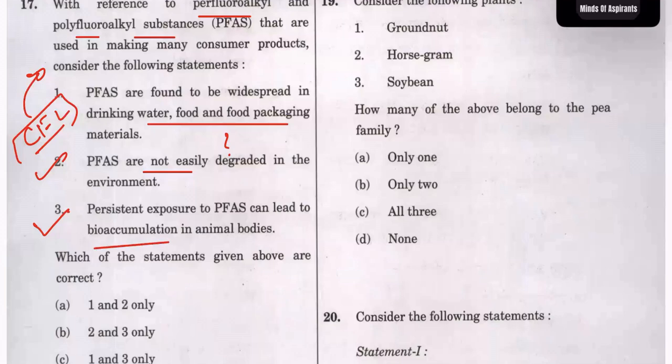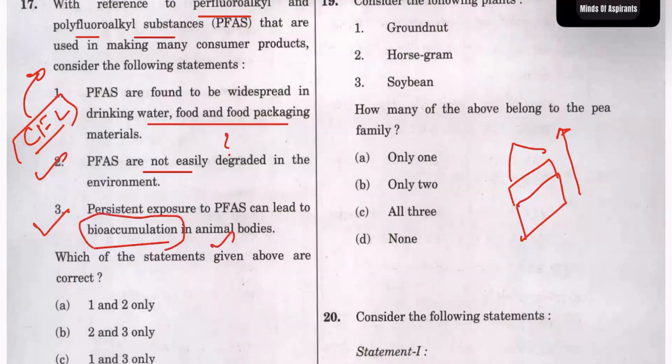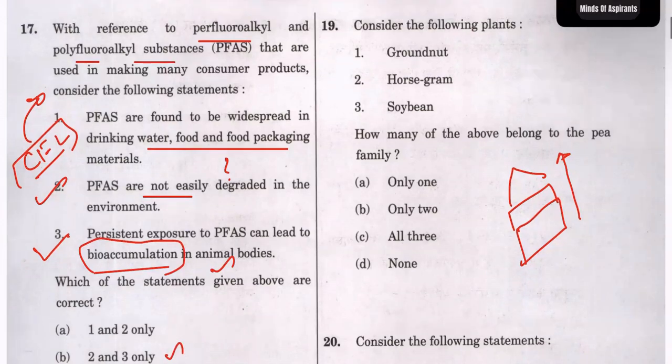There is a chain, you will have this pyramid. Once this pyramid is there, the bioaccumulation increases as you go up the food chain, so there will be higher bioaccumulation. This is true. 2 and 3 is true, and 1, 2, 3 is there. So I'll go for 1, 2, 3.